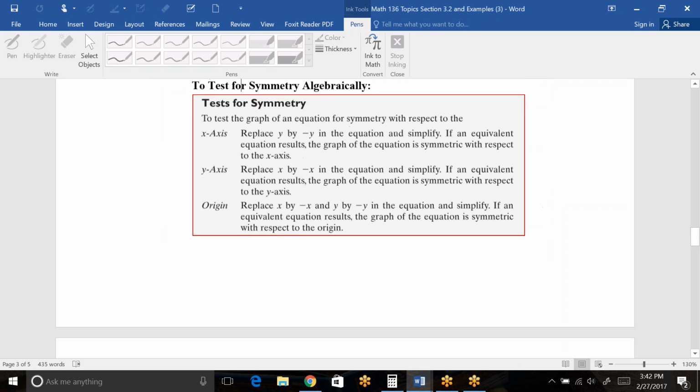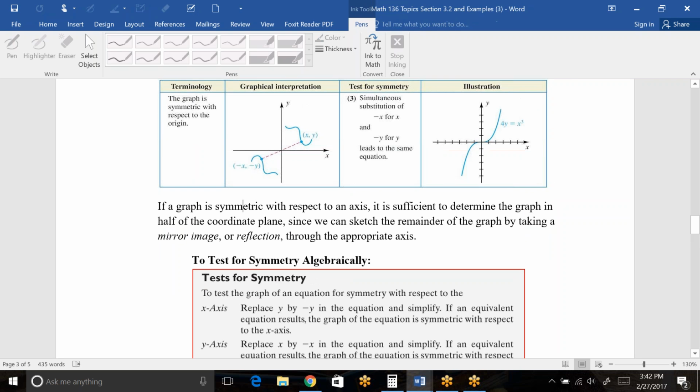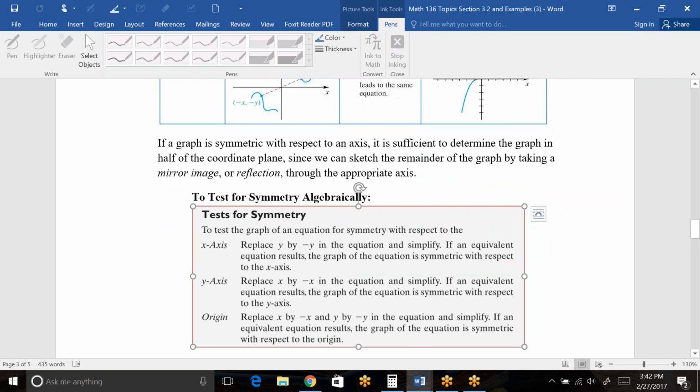Now there's something in the homework where we actually make you test for symmetry without a picture, which means you have to test it algebraically, and that had to do with what I was talking about with the signs changing. So if you want to test for x-axis symmetry, you change the y's to negative y's. That's what happened in the picture. And then you work out the signs.